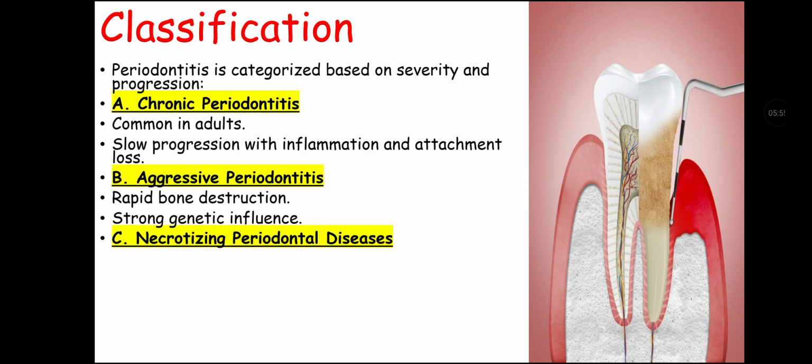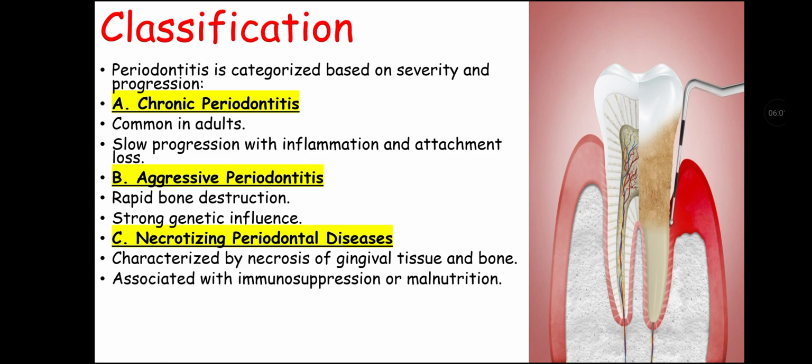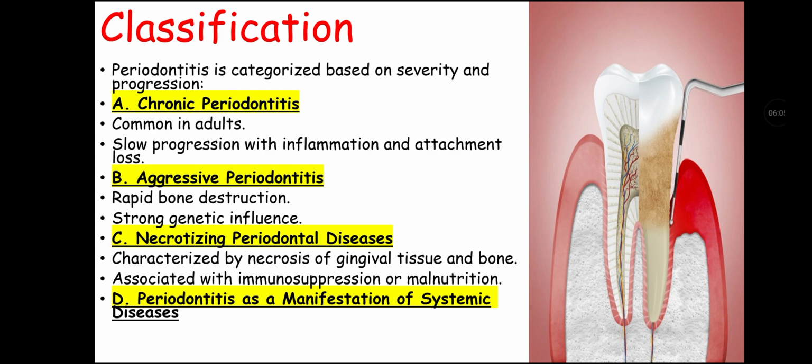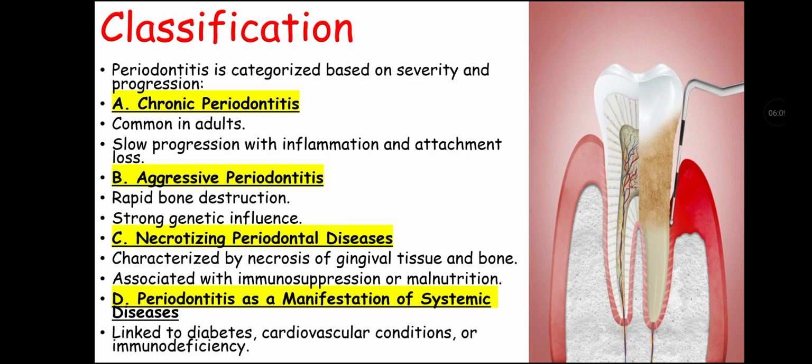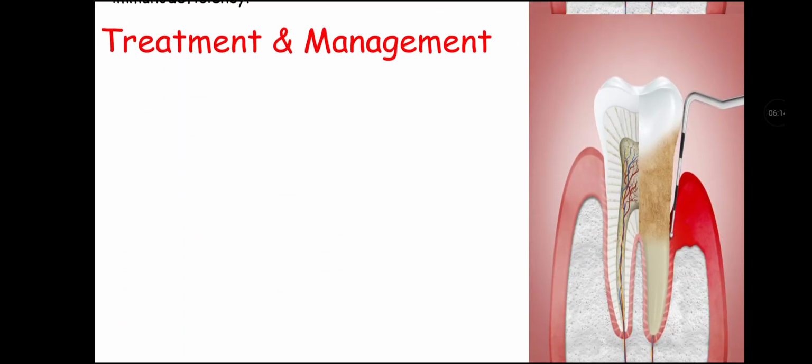And the third class is necrotizing periodontal disease that is characterized by necrosis of gingival tissue and bone, and it is associated with immunosuppression or malnutrition. Next type is periodontitis as a manifestation of systemic disease that may be linked to diabetes, cardiovascular conditions, or immunodeficiency.